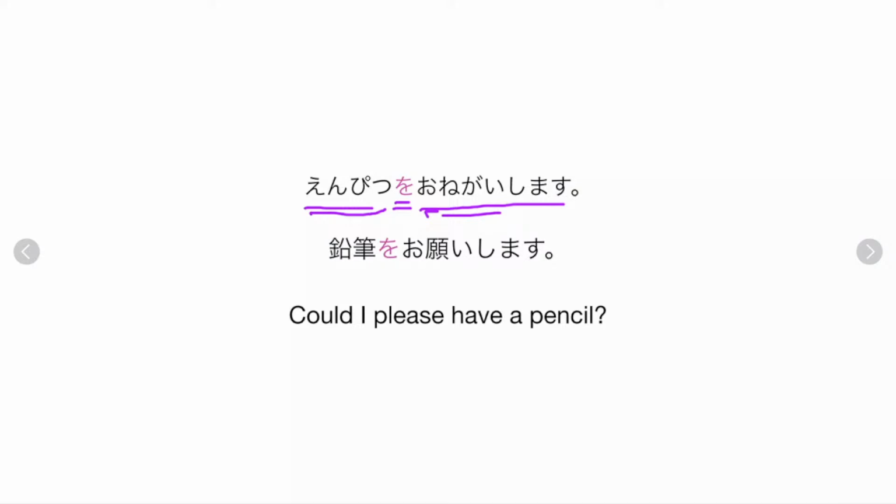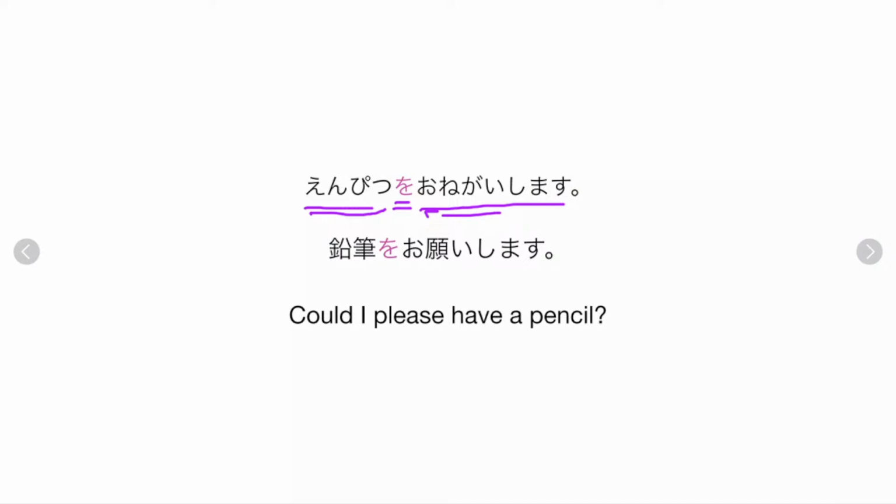So you could either say enpitsu o kudasai, which is please give me a pencil, or enpitsu o onegai shimasu, which is I'm asking you for a pencil. Either one works. They mean roughly the same thing, which is I want a pencil, and you're asking them politely if you can get one from them.